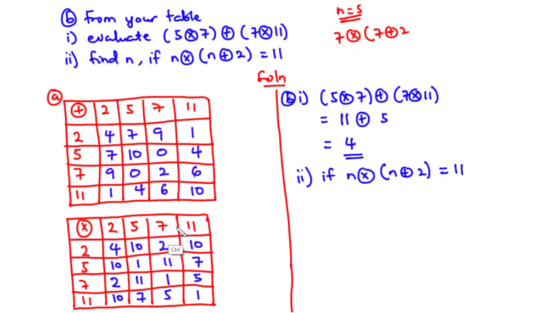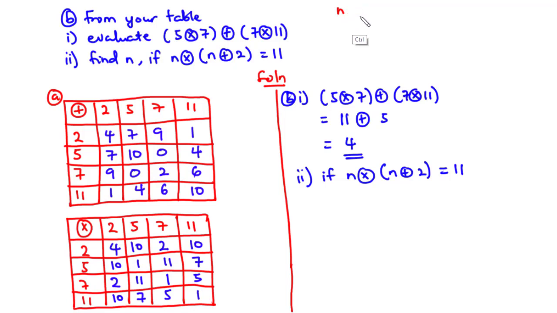Let's move on to 11. So that's going to be 11 times 11 plus 2. So from the addition table, 11 plus 2 is 1. And since we don't have 1 in the table, it means that we can't focus on n equals 11. So we have the answer to be n equals 5.